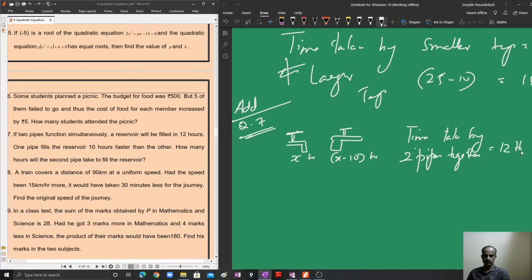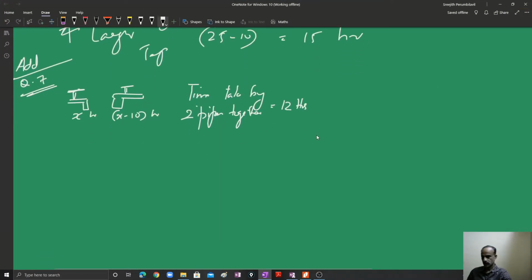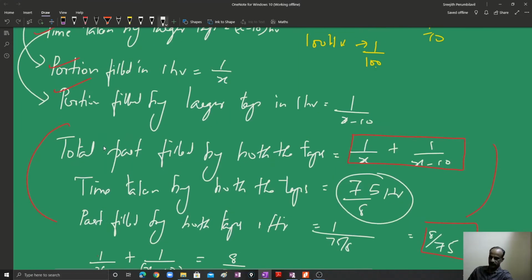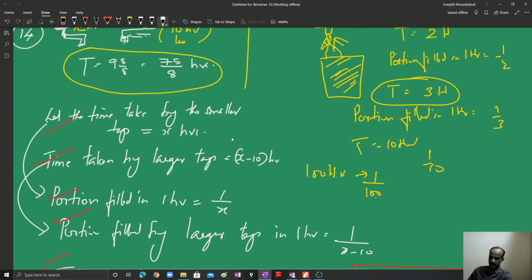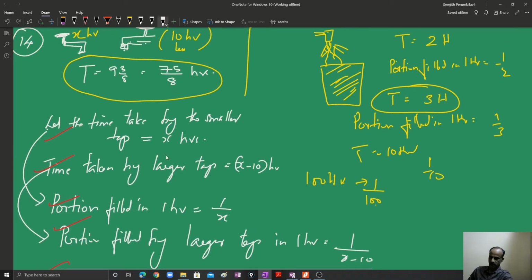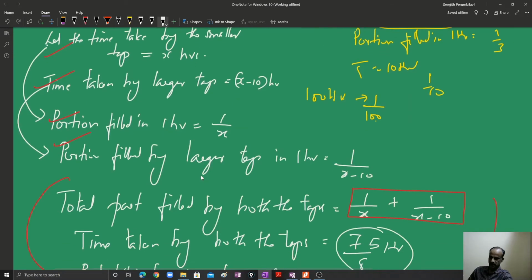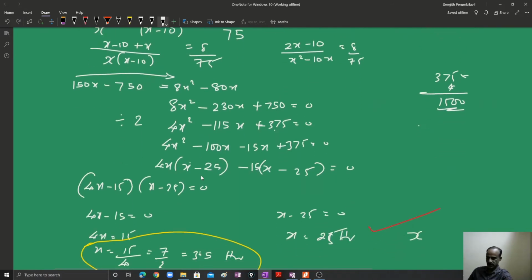12 hours. Okay, so this is the question. Directly, if you want, you can write the equation. When you look at it, the first pipe takes x hours, the other takes x minus 10 hours, and the total time is this. Therefore 1 by x plus 1 by x minus 10 is equal to this.